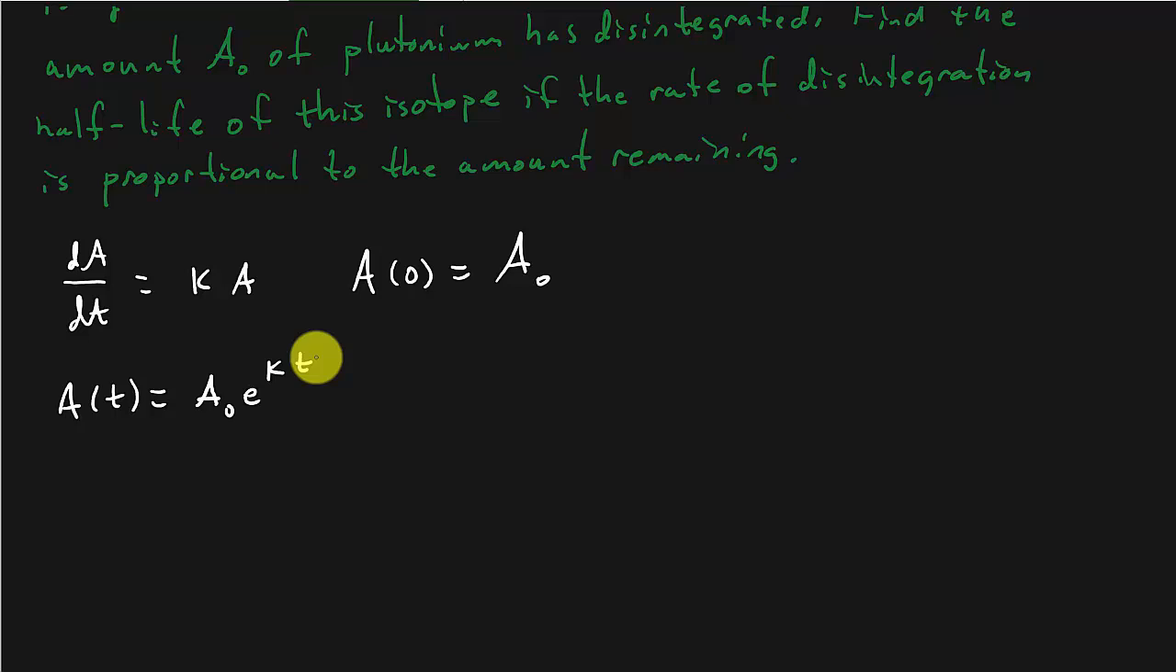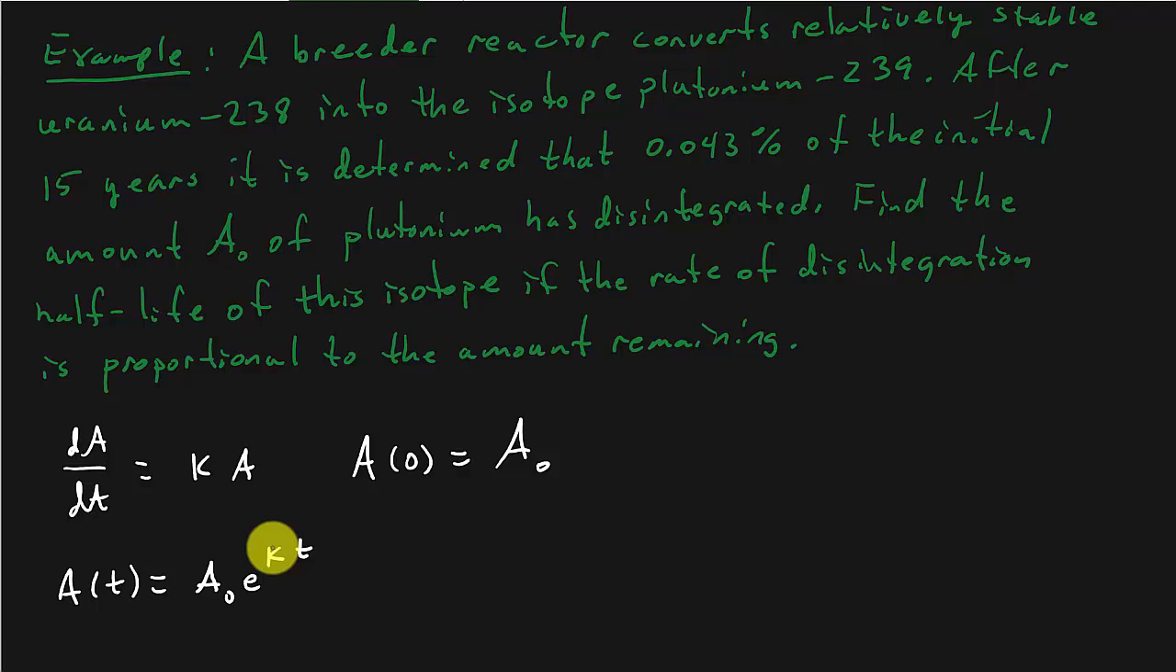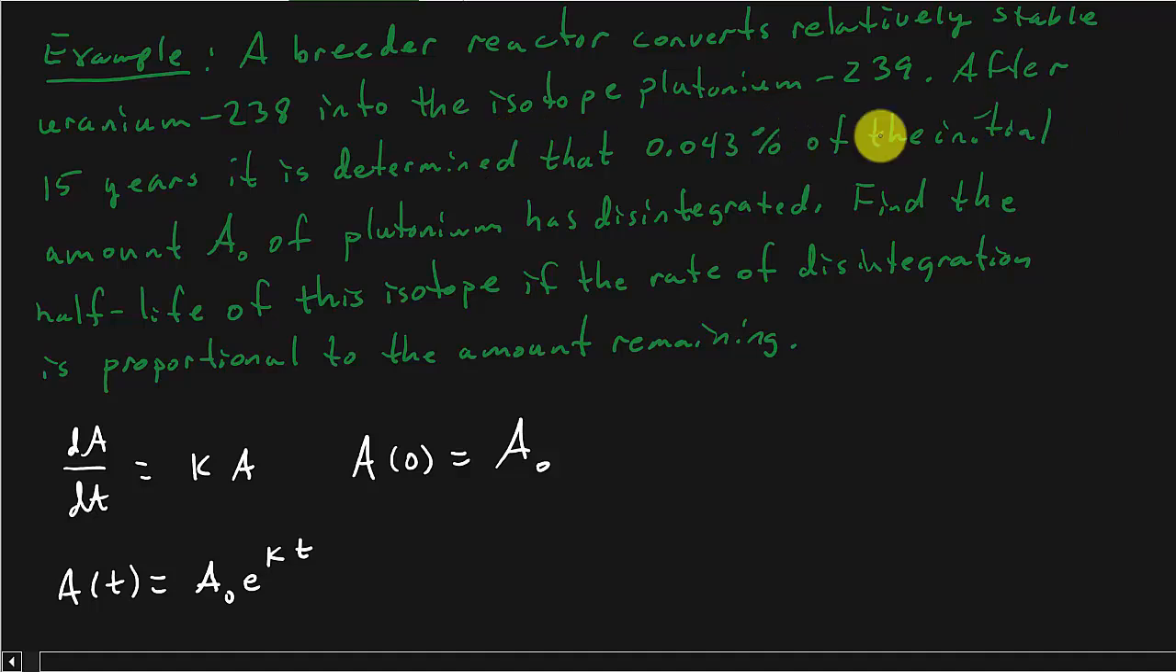So let's see, what are they wanting to know? They're wanting to know the half-life, but we've got to figure out what K is to get all that. It says a breeder reactor converts that into isotope plutonium. After 15 years, it is determined that 0.043% of the initial amount A0 of plutonium is disintegrated.